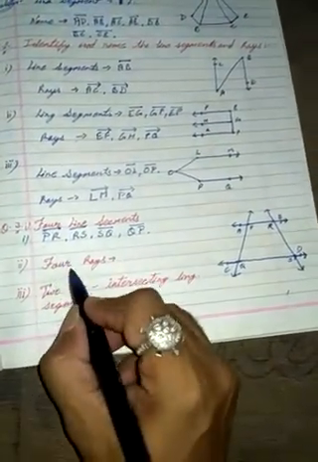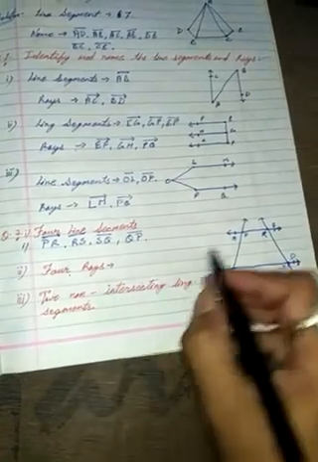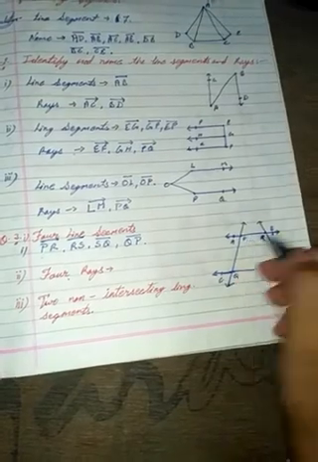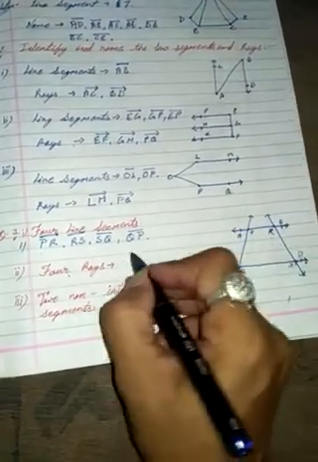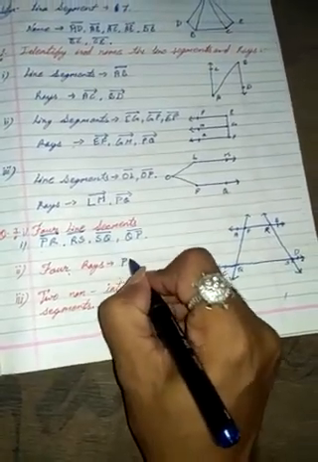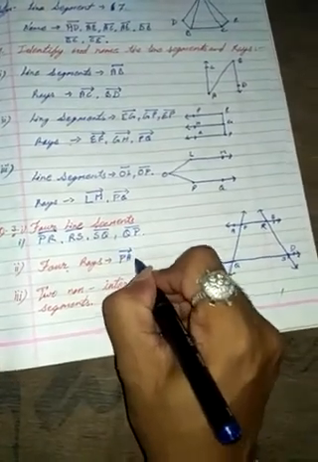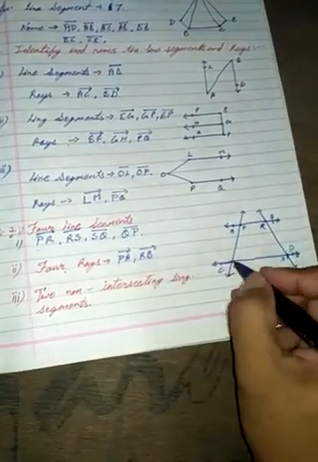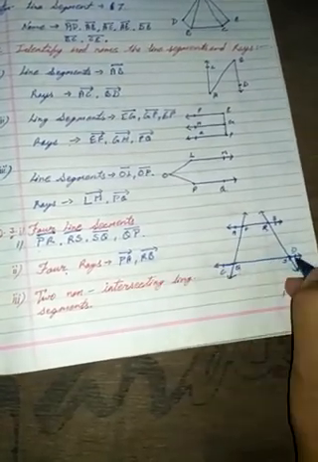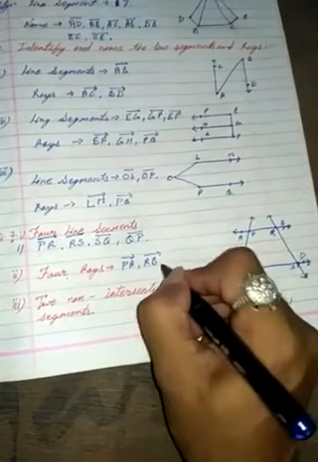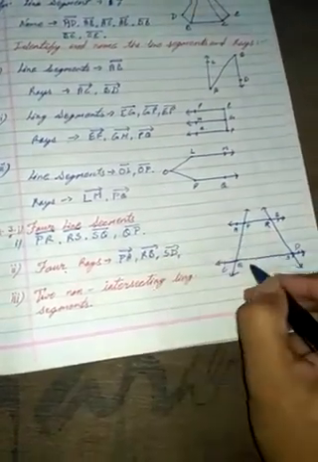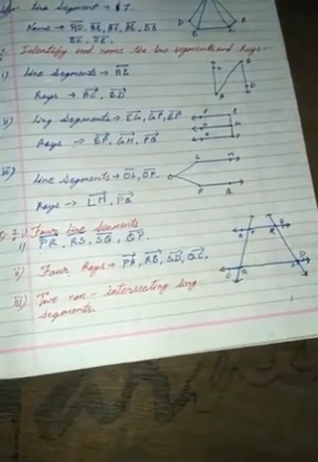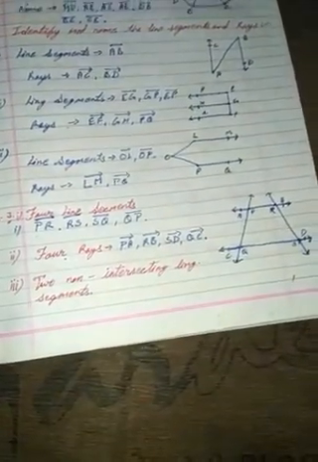Now next is 4 rays. First is PA, then RB, then SD. Next is QC, and we put the ray symbol.